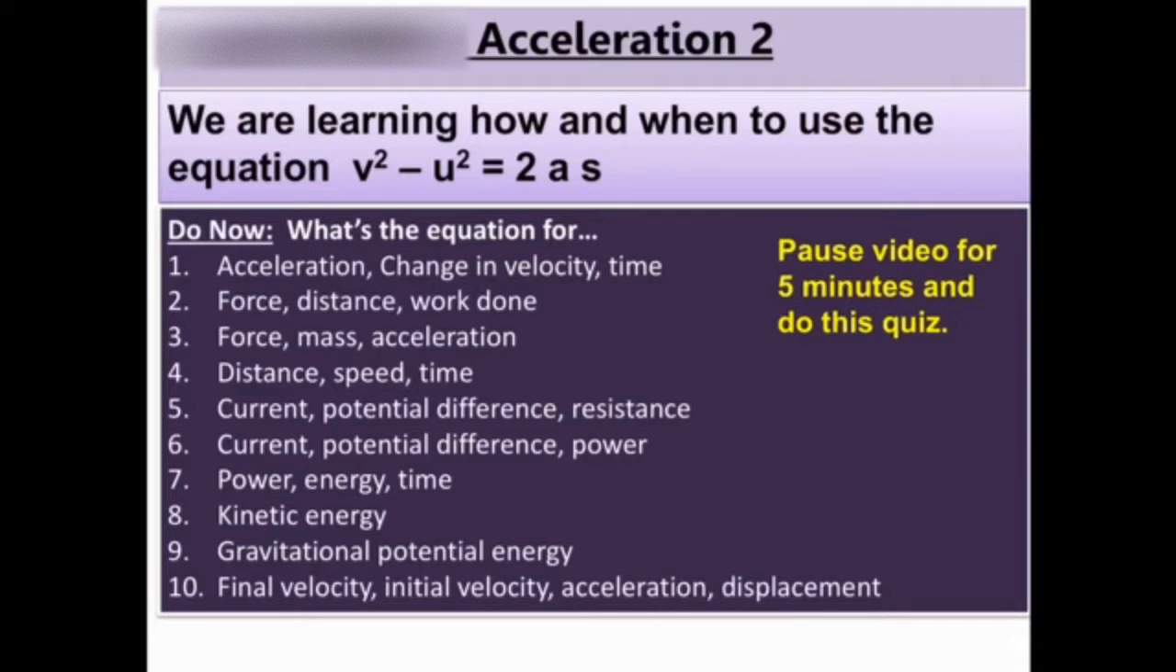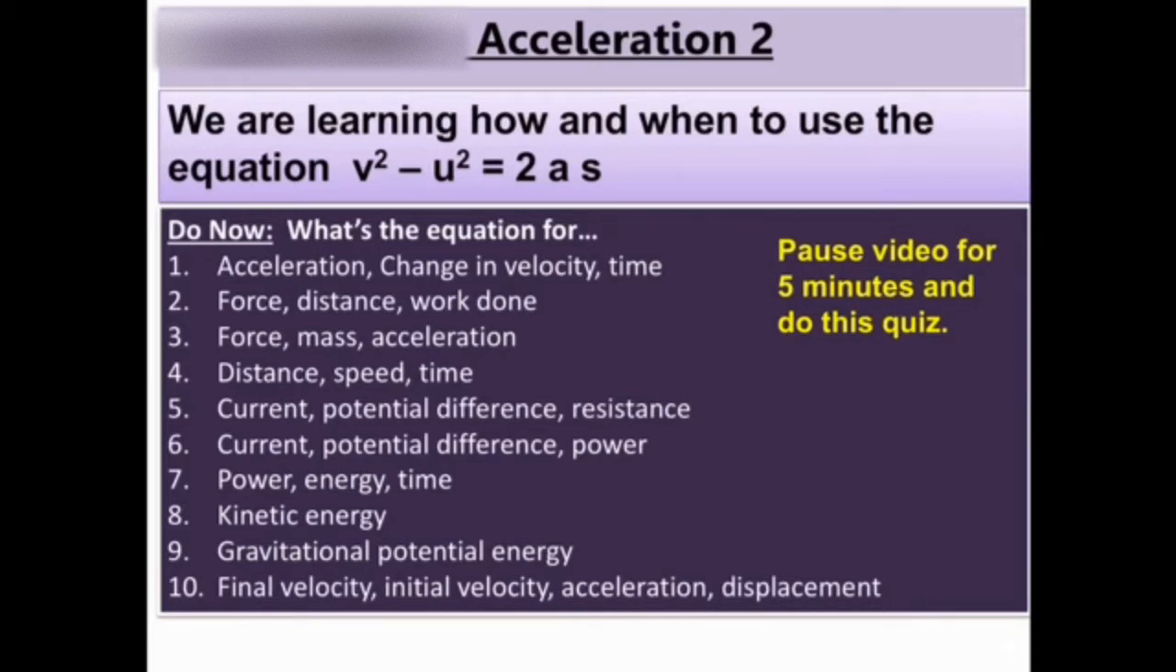The answers to the quiz: number 1, acceleration equals change in velocity divided by time, or you might have used a equals v minus u all divided by t. That was the last video. Number 2, force, distance and work done. Work done equals force times distance. Number 3, force equals mass times acceleration.